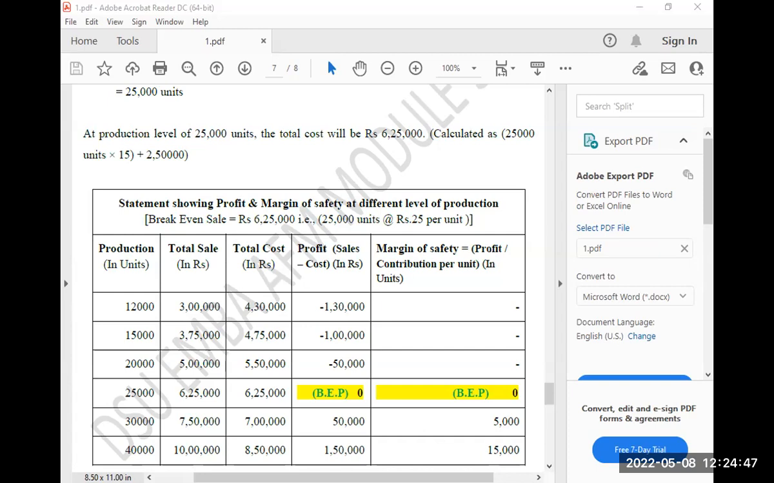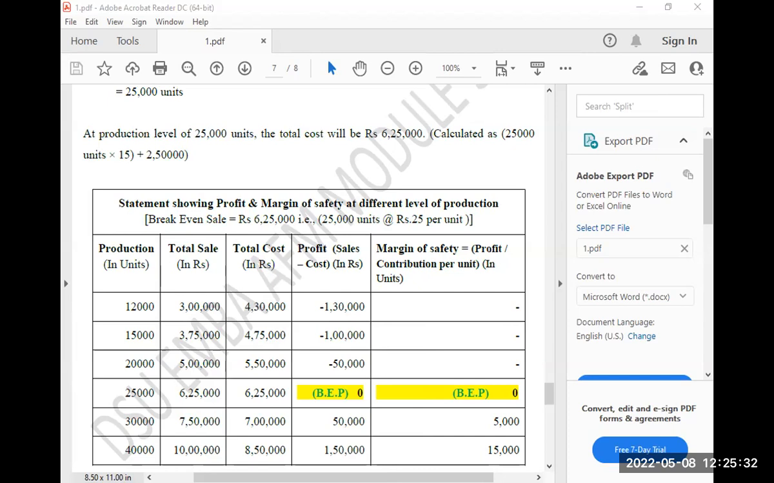1,80,000, double. If it is 1, it becomes 90. 0.5 is equal to double. 1,80,000. Calculate the break-even sales. Break-even point in value is equal to fixed cost divided by PV ratio. Fixed cost we know. What is the fixed cost? 90,000 divided by PV ratio. We know the PV ratio, 0.5. Same answer, 1,80,000. That's all.